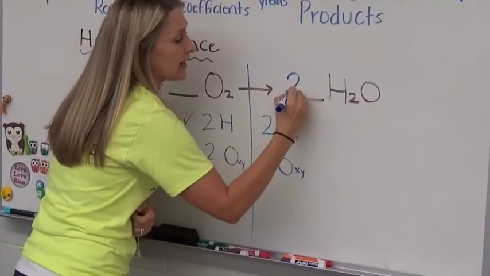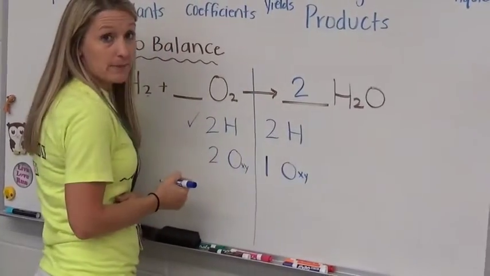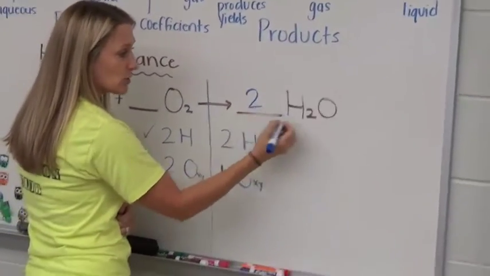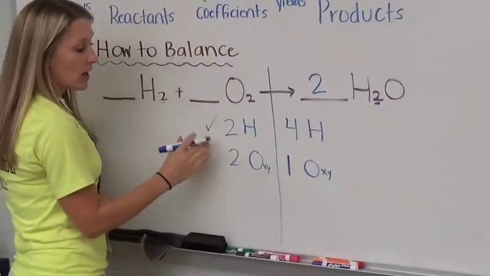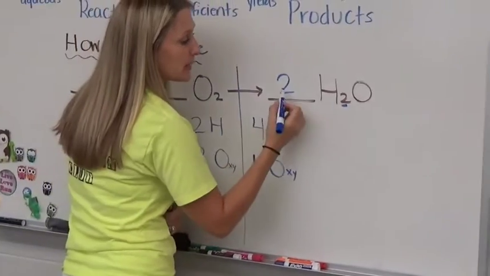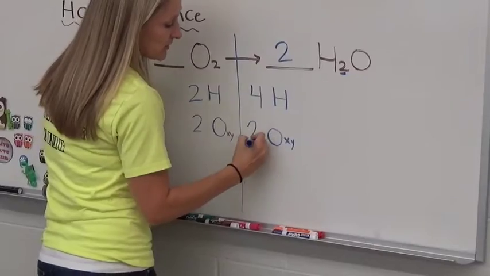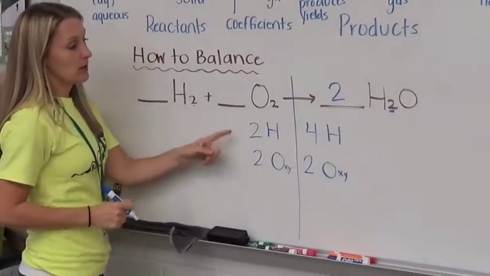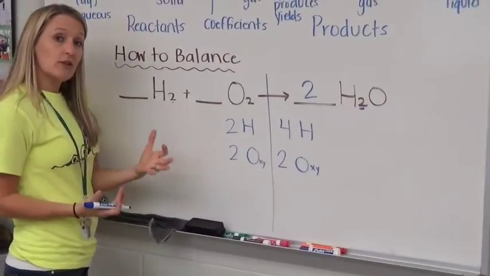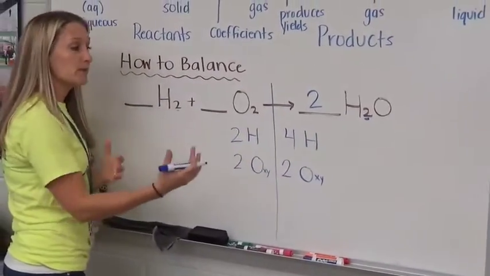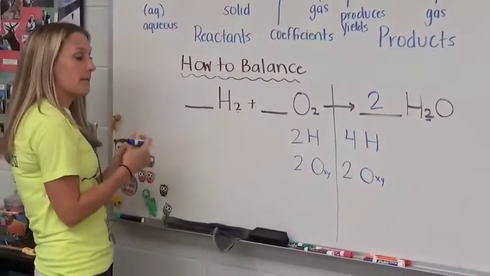Well, if I put a 2 right here, that coefficient means that everything in this formula is multiplied by 2. So that means that 2 times 2, I had 2 hydrogen, so now I have 4. So I've messed up this balance. We'll worry about that later. Now I have 2 times, no subscript there means 1, so I have 2 oxygen. So I'm like, yay, my oxygen's good. But my hydrogens are not good. So I got to go back and fix that. And that's what you guys are going to find with balancing. It's just going to be a back and forth to make sure that whatever I change over here is going to change other things occasionally, and I got to come back and check.